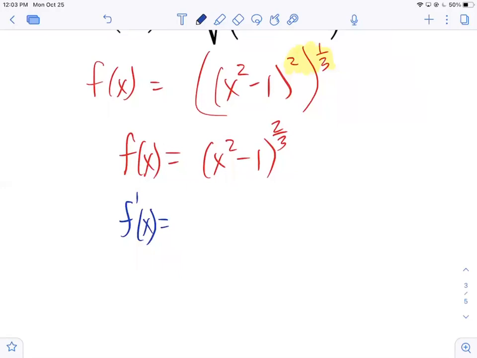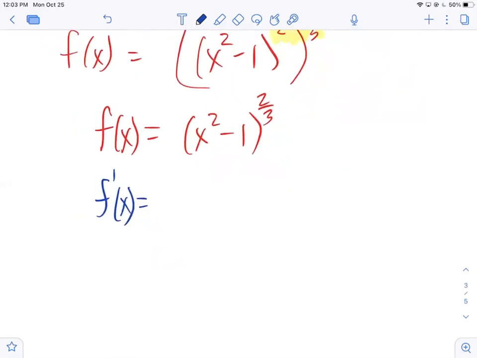Because you won't know which witch is which. Wow. Which witch is which? Twin witches. All right. Blob to the 2/3. Here we go. F prime on the left.